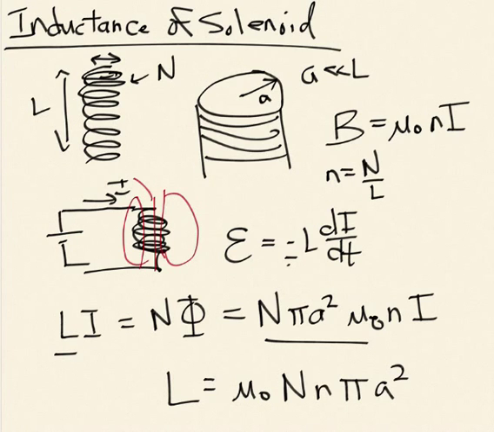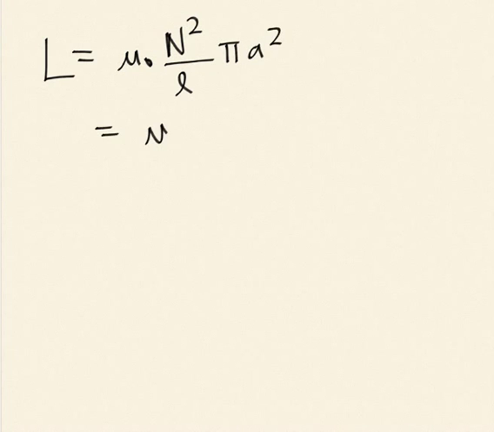Here I have to be careful. I said big L up here, but because I'm using big L for inductance, let me get rid of that and call the length little l. Looking up here, I can write this now in terms of one of two things. It goes like mu naught times the number of turns squared over the length, times pi a squared. Equivalently, it's mu naught times the number of turns per unit length squared, times the length, times pi a squared.